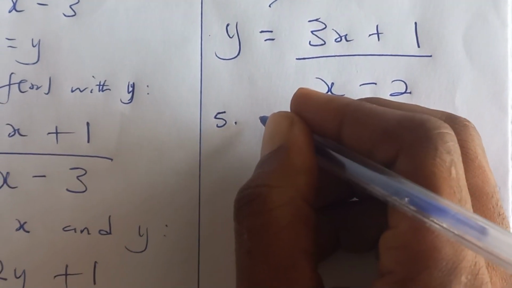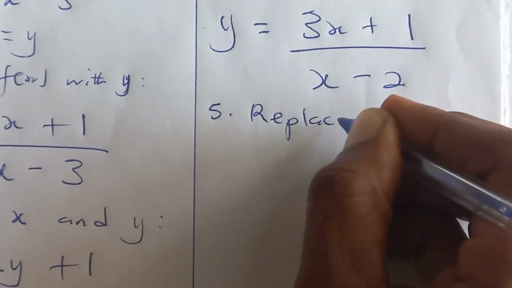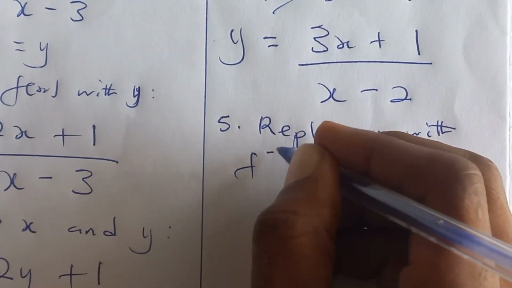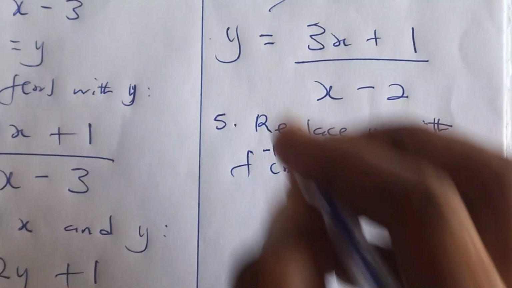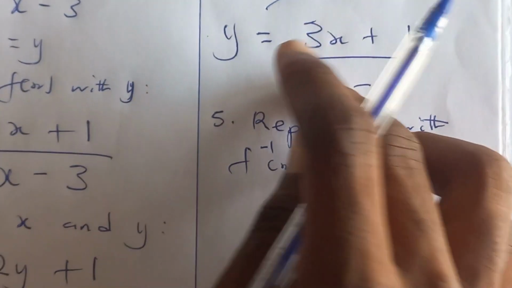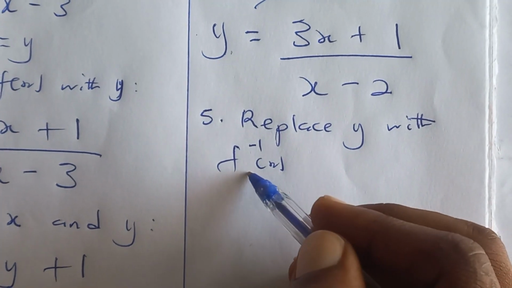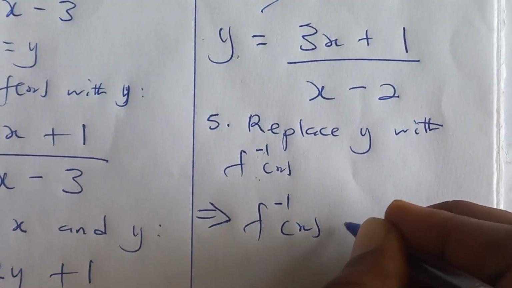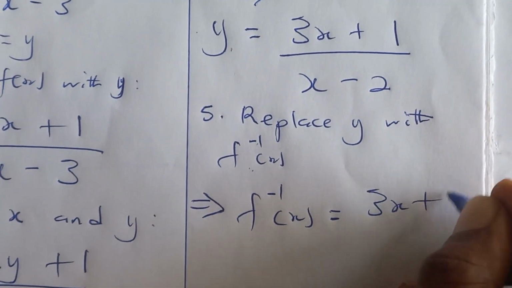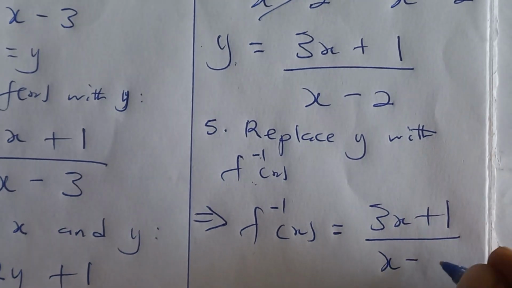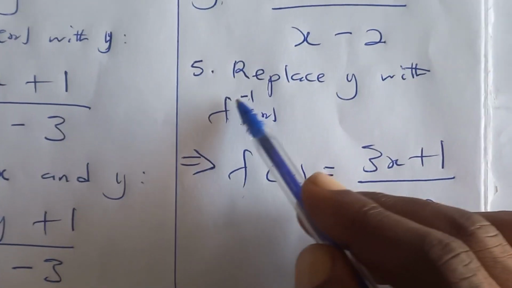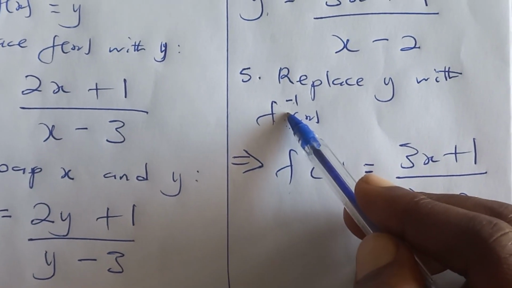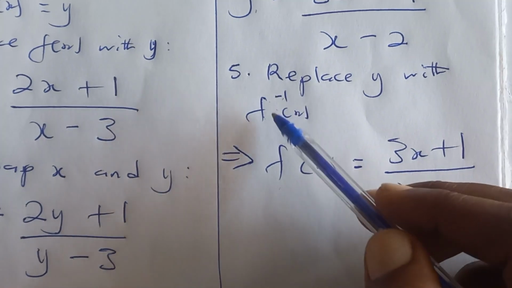Okay, so the final step, we replace y with f inverse of x. So whenever you see y from here, y should be replaced by f inverse. So it's going to be f inverse of x is equal to 3x plus 1 on x minus 2. So this is the inverse. If you see this, it means that it is the inverse of f. So inverse of f of x is this.